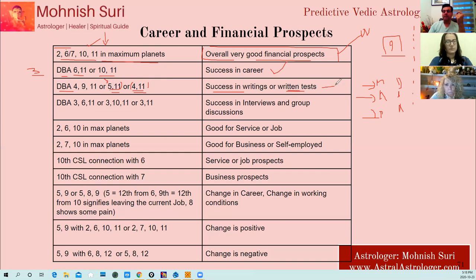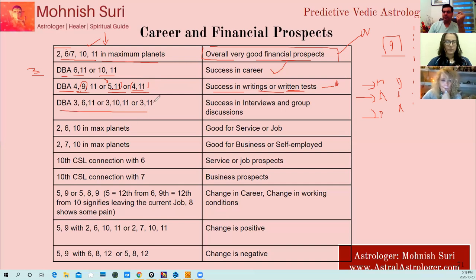So if somebody, let's say a student, or some individual, goes for a certain test for their promotion or getting to the higher ranks of the authority, they are appearing in some writing and written tests. So these combinations, 4-9-11, 9 is your fortune, just a facilitator here. But 4, 9, 11, 5, 11, 4, 11, all these combinations indicate good success in any matters of your writing.